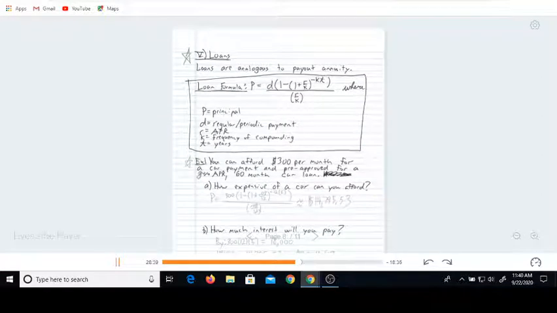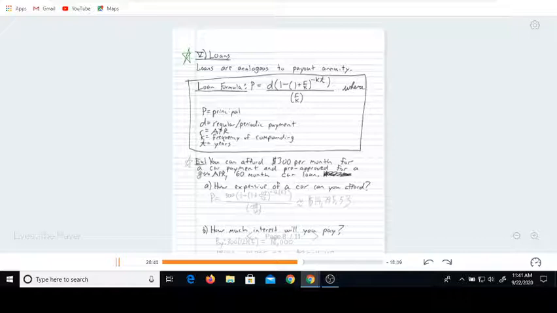The loans formula. Now, if you look closely into this formula, you realize it's no different than the payout annuity formula. And you'd be correct. It's exactly the same. The only difference is your monthly withdrawals are monthly payments. And the balance is still decreasing, because that's the idea with a loan. You're going to keep paying on it until that balance hits zero. Same thing with a retirement account. You're going to keep withdrawing from it until that balance hits zero.